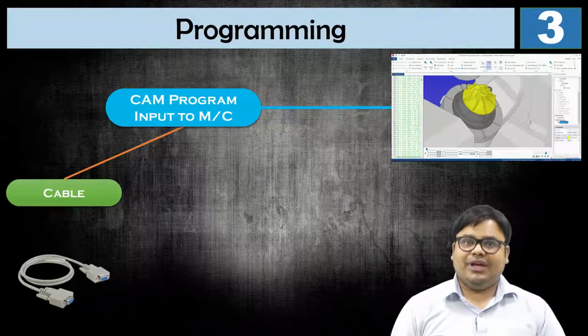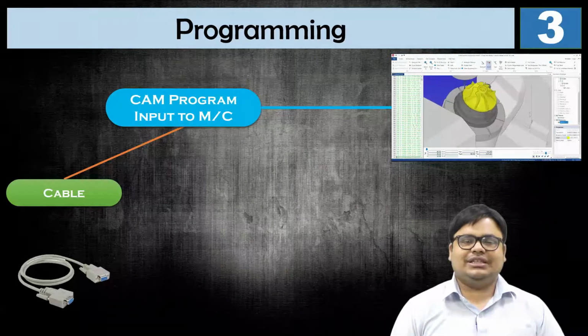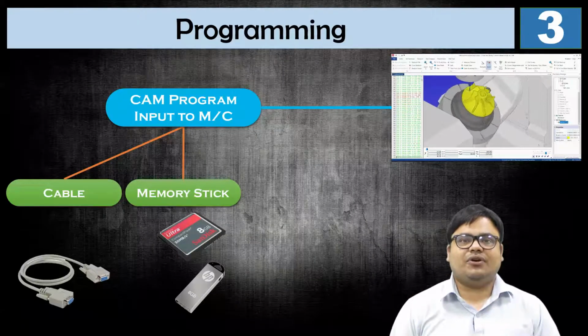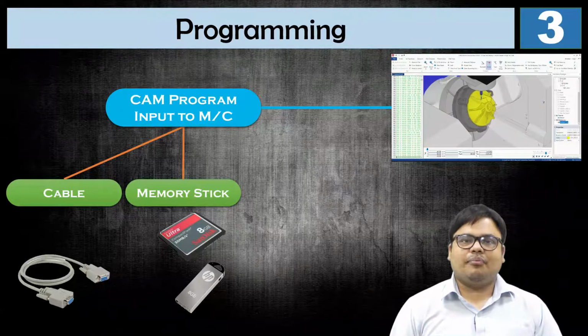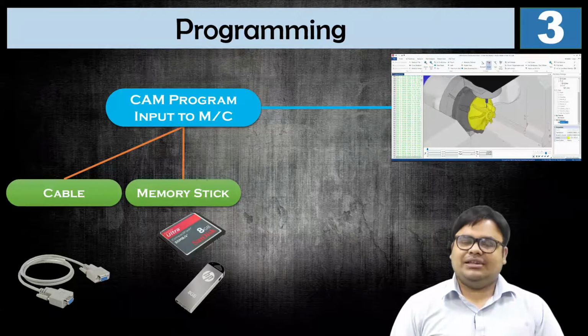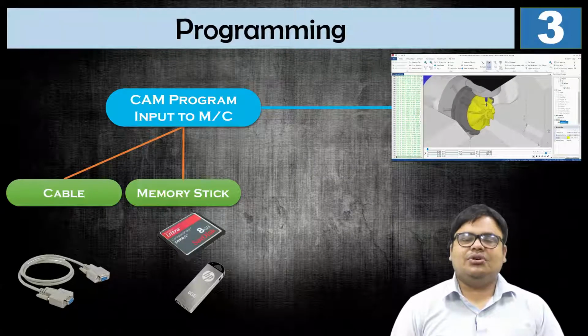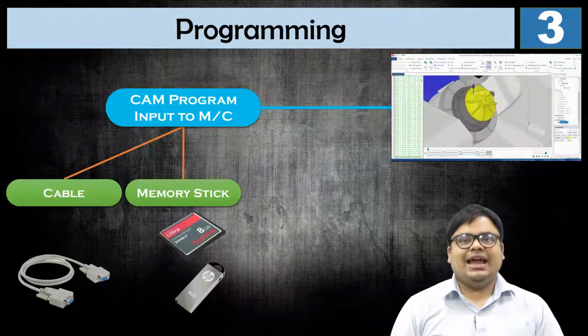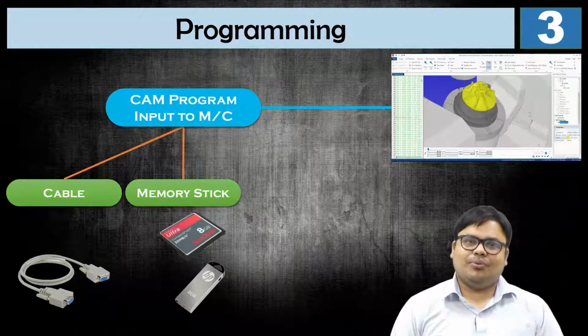Another way to run a CNC machine is by using a memory stick. The program generated in the CAM software can be copied to a pen drive or an SD card, and then we can put the pen drive or the SD card into the CNC milling machine and run the program from it.